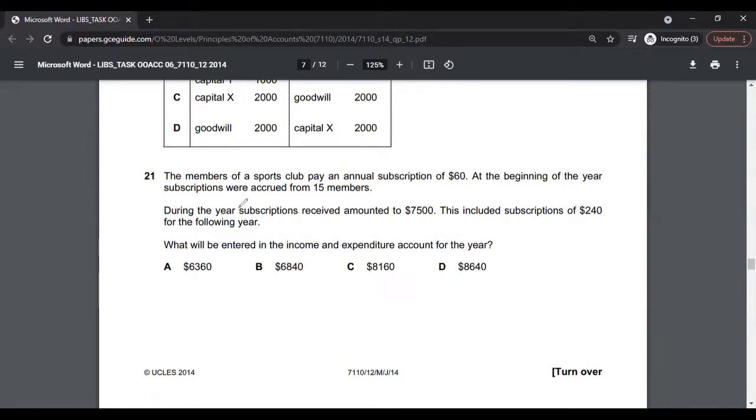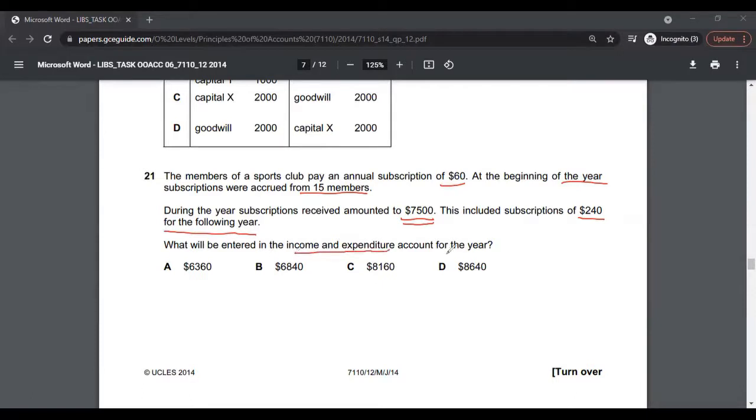Multiple choice 21. The members of a sports club pay an annual subscription of $60. At the beginning of the year, subscriptions were accrued from 15 members. During the year, subscriptions received amounted to 7,500. This included subscriptions of 240 for the following year. What will be entered in the income and expenditure account for the year?